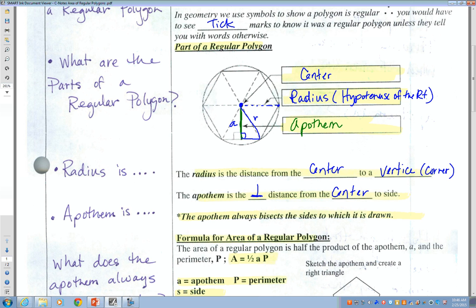And the apothem always bisects the side to which it is drawn. This is very important when drawn, because you're going to have to draw them on your regular polygons. So this apothem is bisecting that side into two congruent parts. I can either look at the right triangle formed with the apothem and the radius, or I can look at the isosceles triangle. And this is going to help me understand something that occurs.